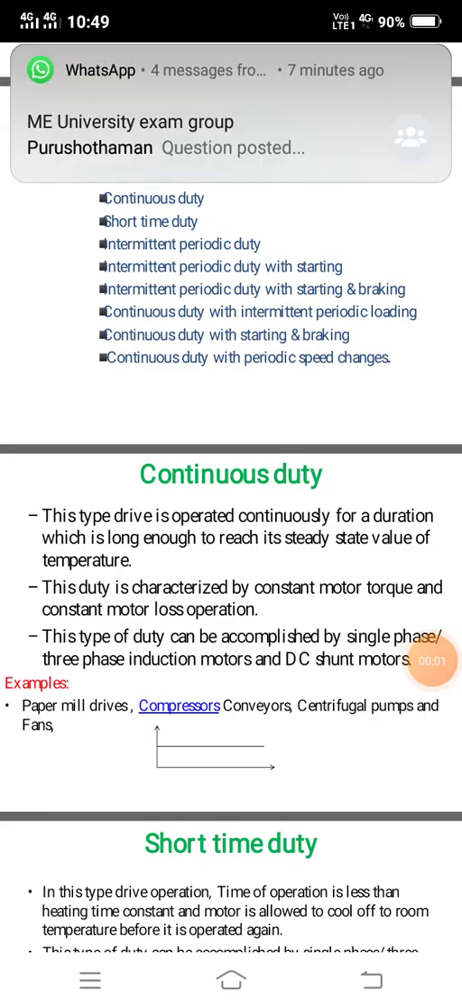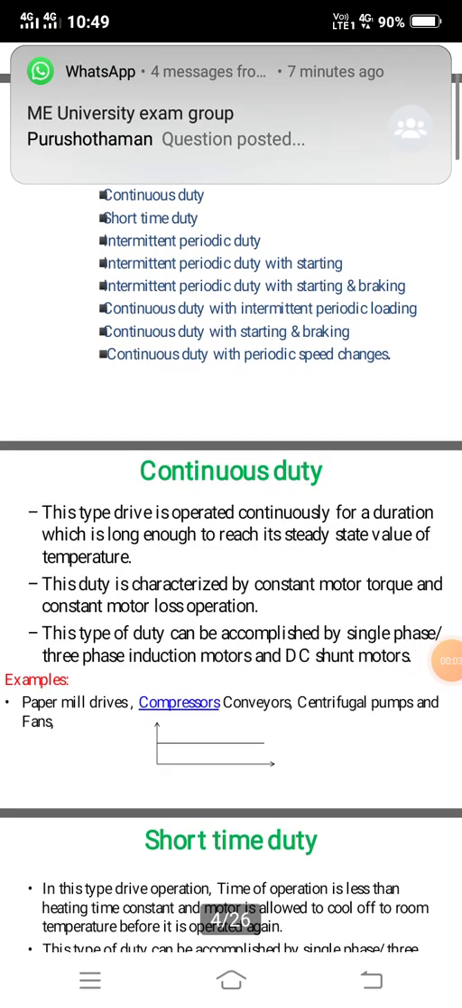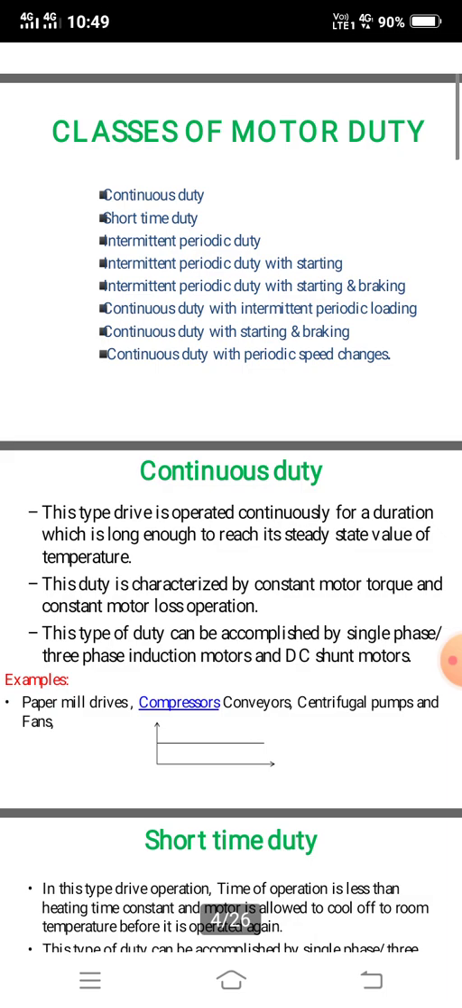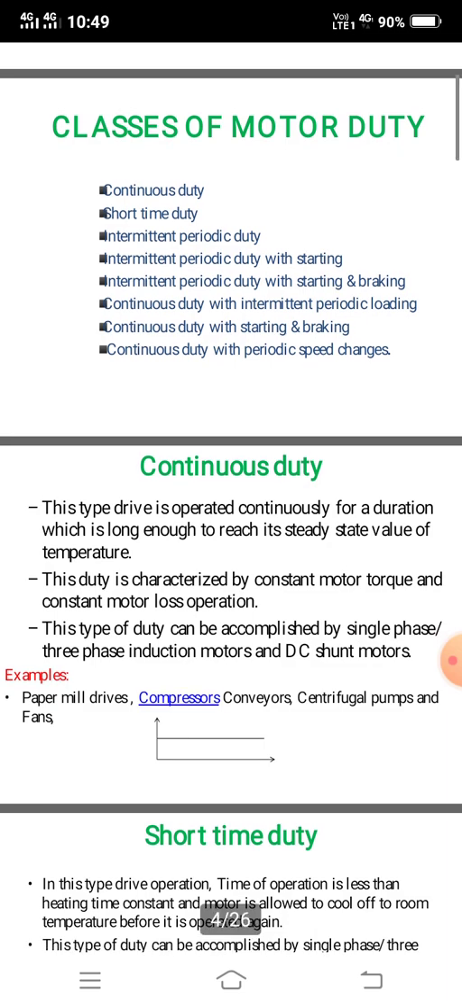Continuous duty means any electrical load could be on without any braking. This will be called continuous duty. Example: paper mill, fan, conveyor, centrifugal pump, like this. This topic we did in yesterday's class.